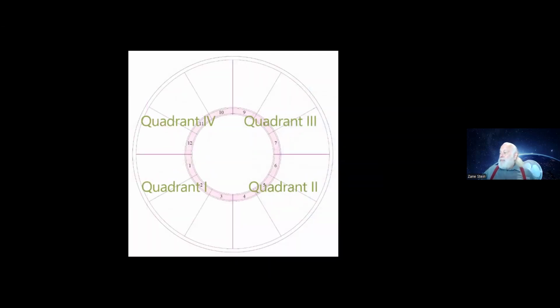When you combine the hemispheres, you can now divide the wheel into quadrants, each with 3 signs. The first quadrant would be houses 1, 2, and 3. I call that personal identity. The second quadrant, personal expression. The third quadrant, social identity. And houses 10, 11, 12 is the fourth quadrant, social expression.